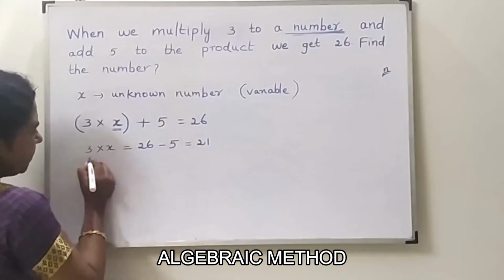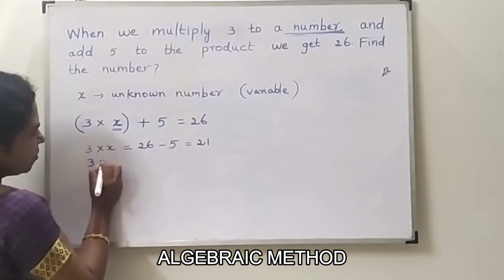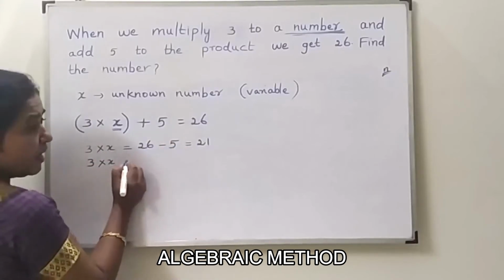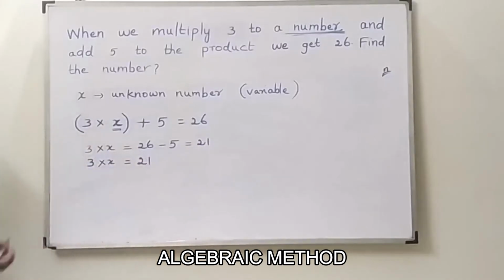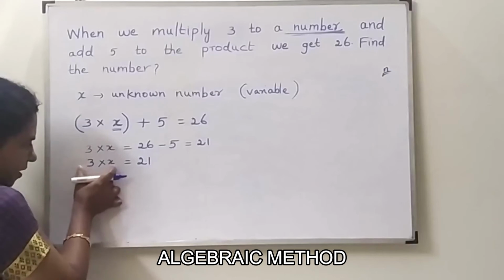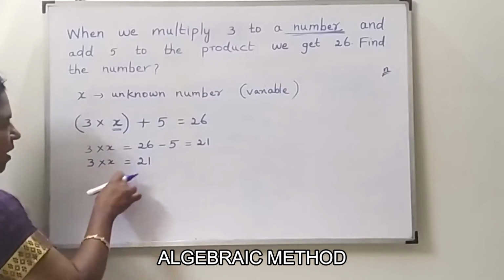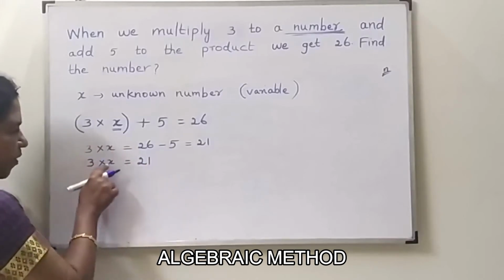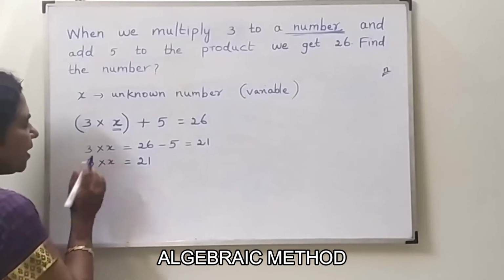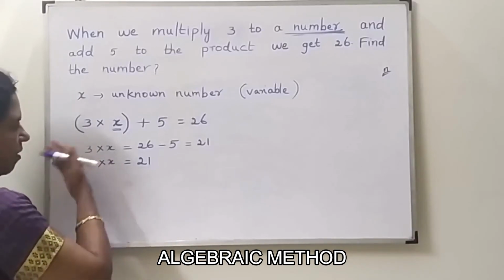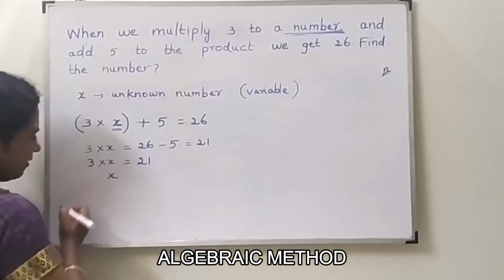So it is equal to 21. Now the next step, for clarity, I am writing the main values alone. So it is 3 into x is equal to 21. Now in the next step, here we have one term with a constant multiplied by a variable. We need only this variable. So what we have to do is keep the variable on the left hand side and take all the other values to the right hand side.